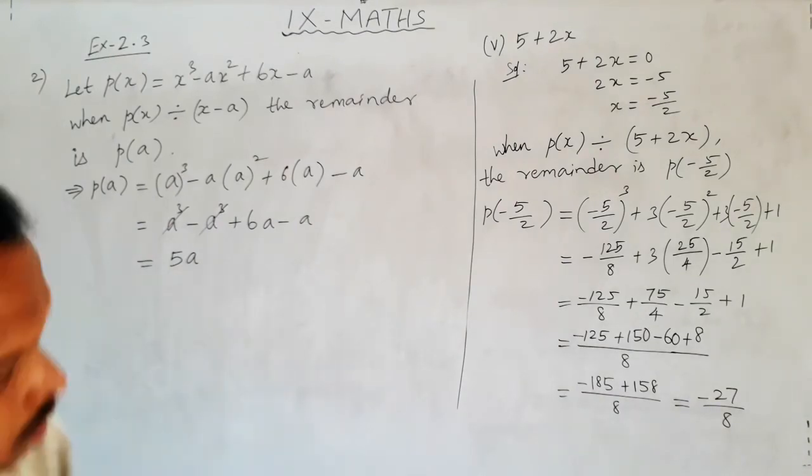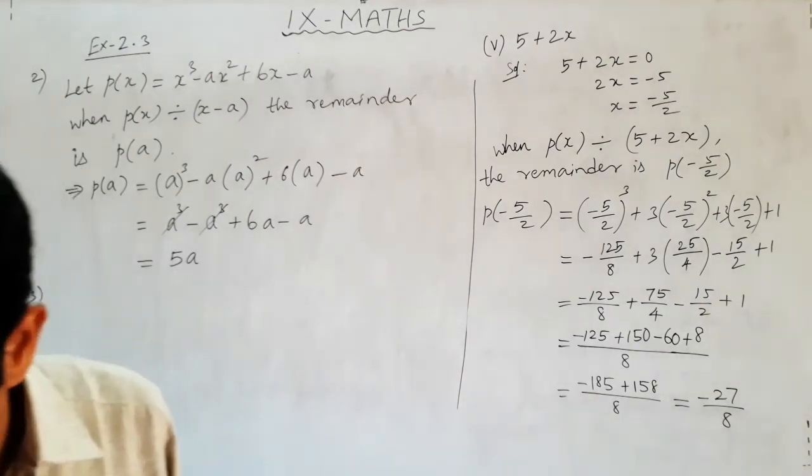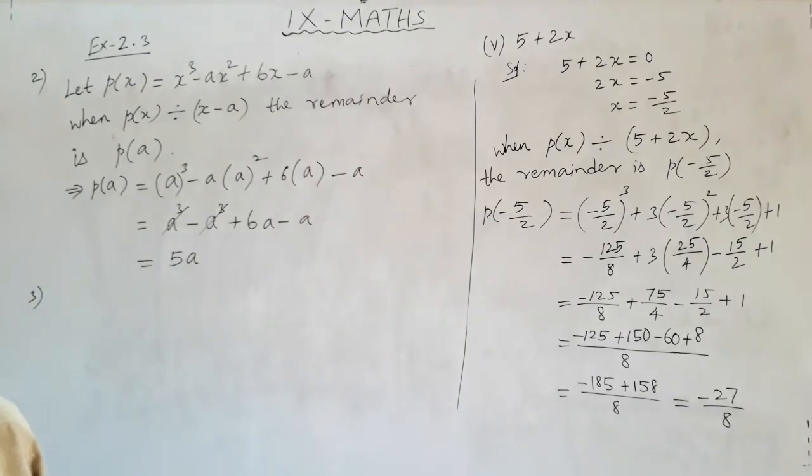And then third sum, it is given there to check whether 7 plus 3x is a factor of 3x cube plus 7x. So it is given a cubic polynomial.